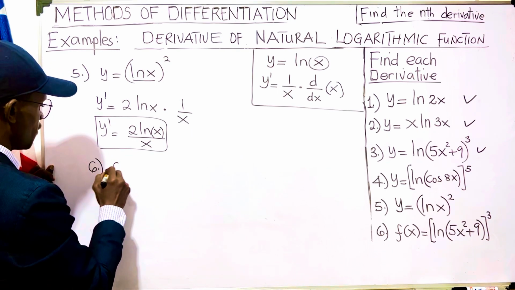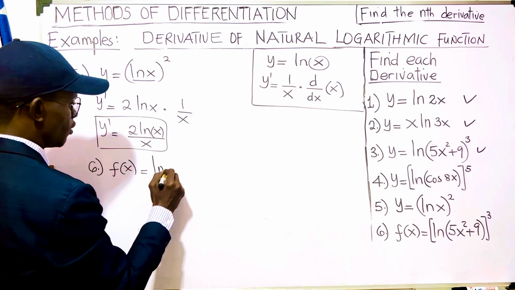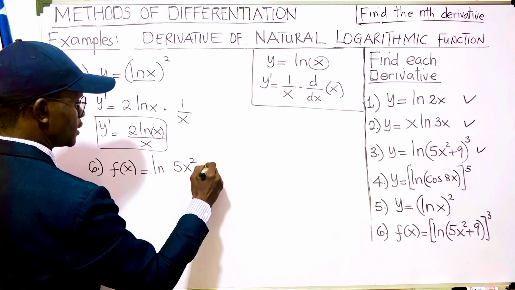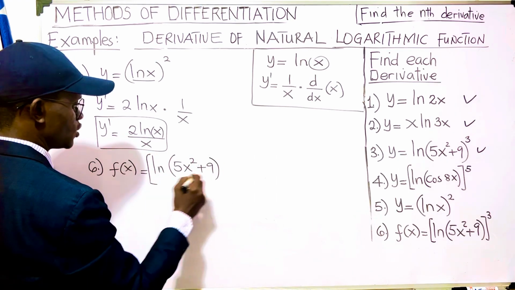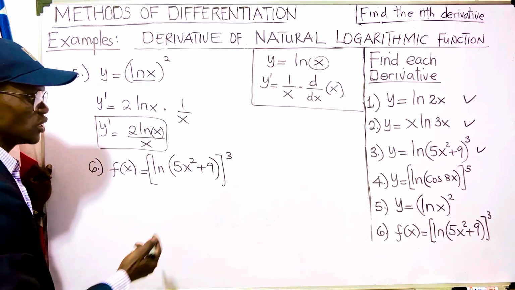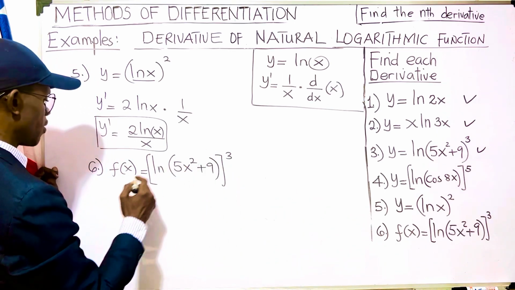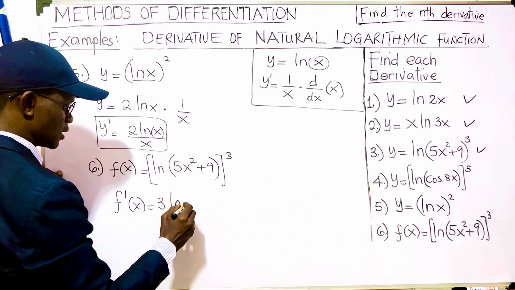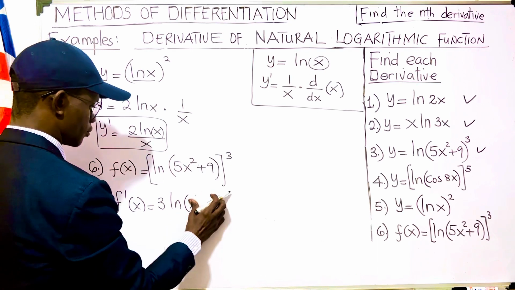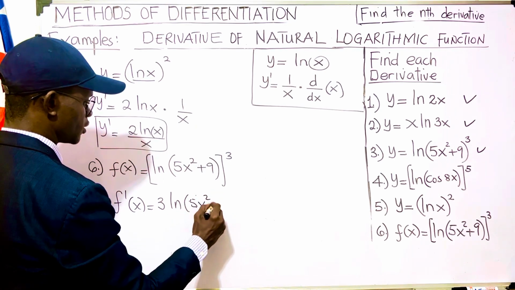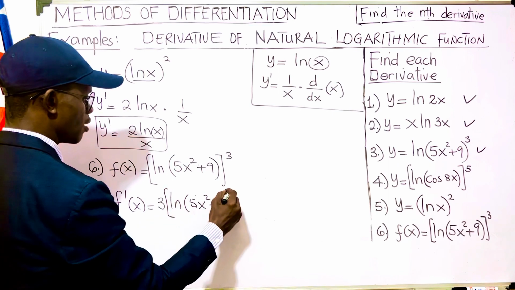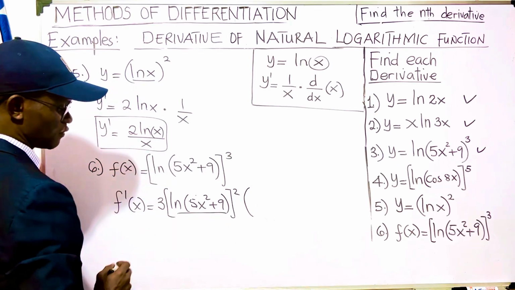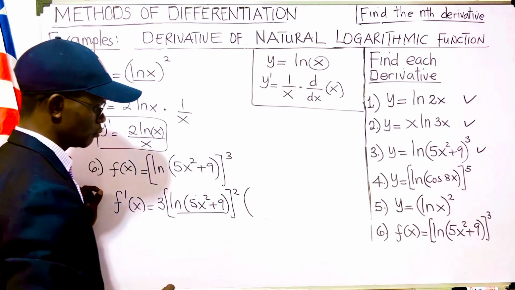Question 6 says f of x is equal to ln of 5x squared plus 9, all raised to the 3rd power. So again, we can use the extended power rule. We bring this power down, f prime of x is equal to 3. We rewrite ln of 5x squared plus 9 raised to the power 2. We subtract 1 from there, and then we differentiate inside. What's the derivative of ln of 5x squared plus 9?